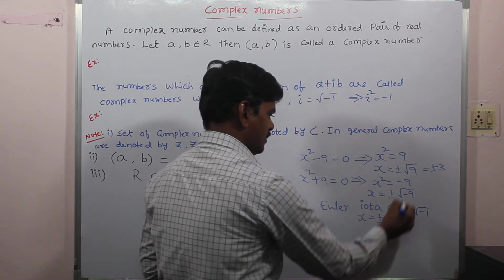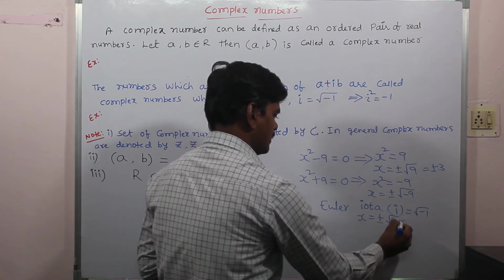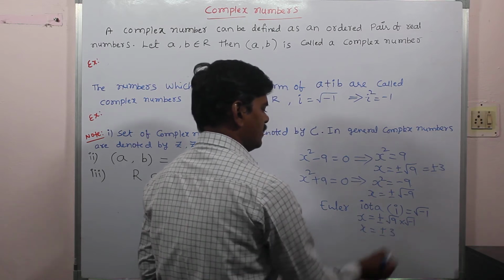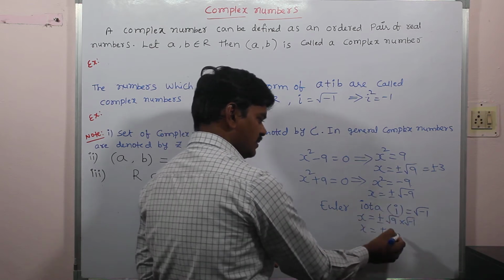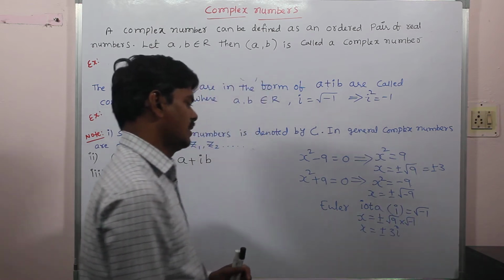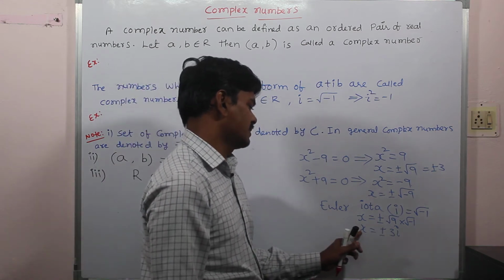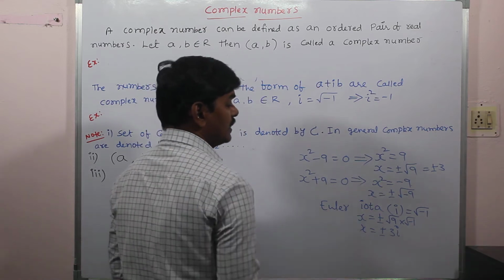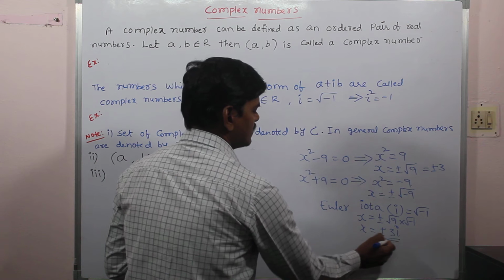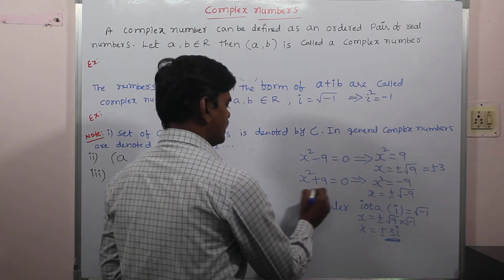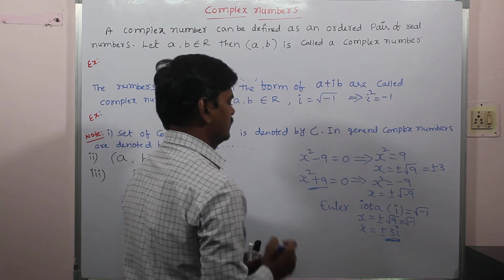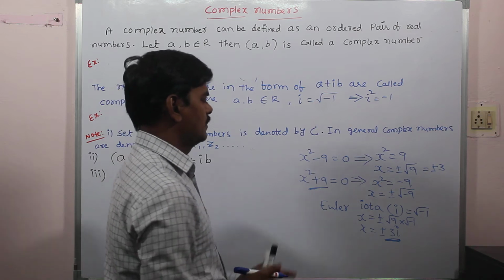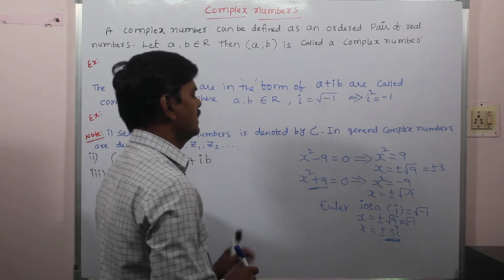Plus or minus root over minus 9 can also be written as root 9 into root minus 1. So x equals plus or minus root 9, value 3, times root minus 1, which we can replace with iota. Now we got two values for x: plus 3 iota and minus 3 iota. But both are not real numbers, so these are known as non-real numbers. So this equation has a non-real solution. In this way they introduced complex numbers, or non-real numbers, or imaginary numbers.